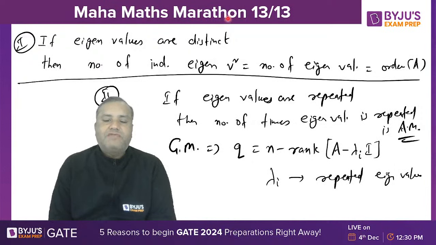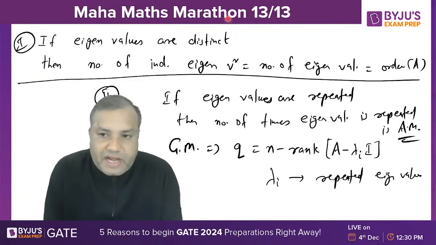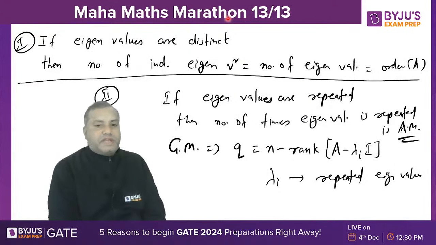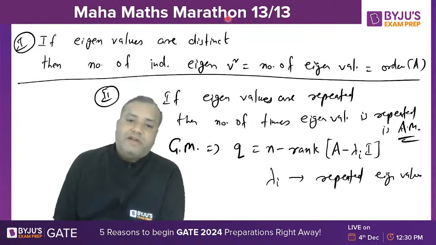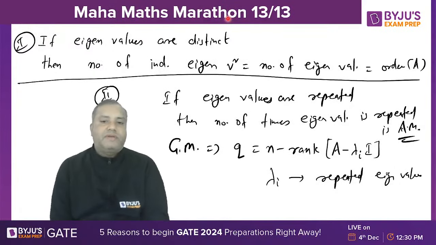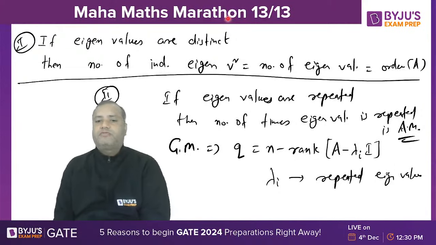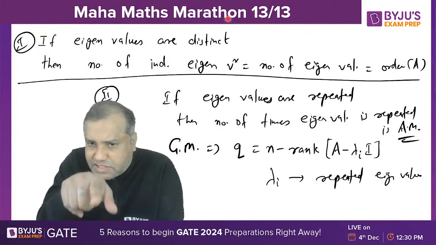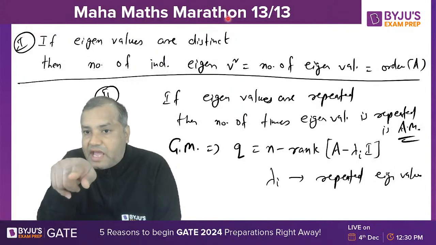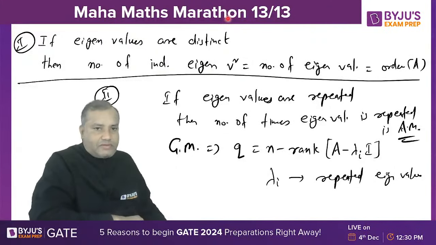Whereas if eigenvalues are repeated, then how many times an eigenvalue is repeated? That is algebraic multiplicity. And how many independent eigenvectors are associated with this repeated eigenvalue is given by geometric multiplicity. Formula for GM, geometric multiplicity, is Q equal to n minus rank of A minus lambda I. What is lambda? Lambda is that repeated eigenvalue.